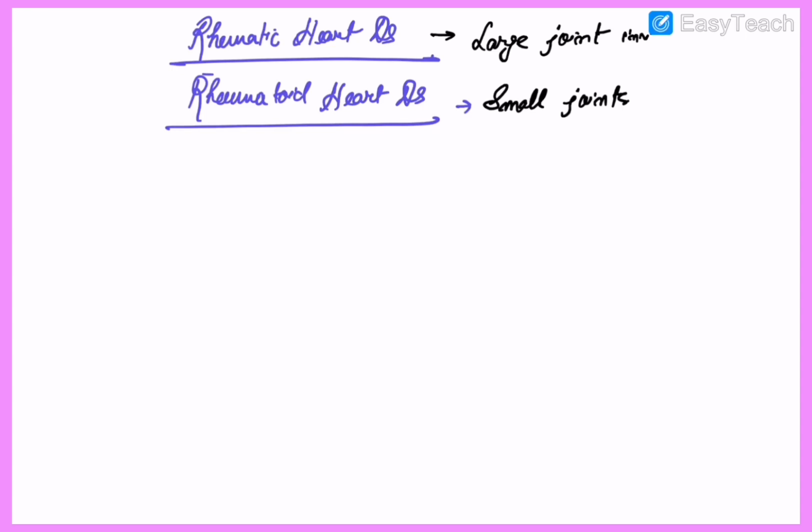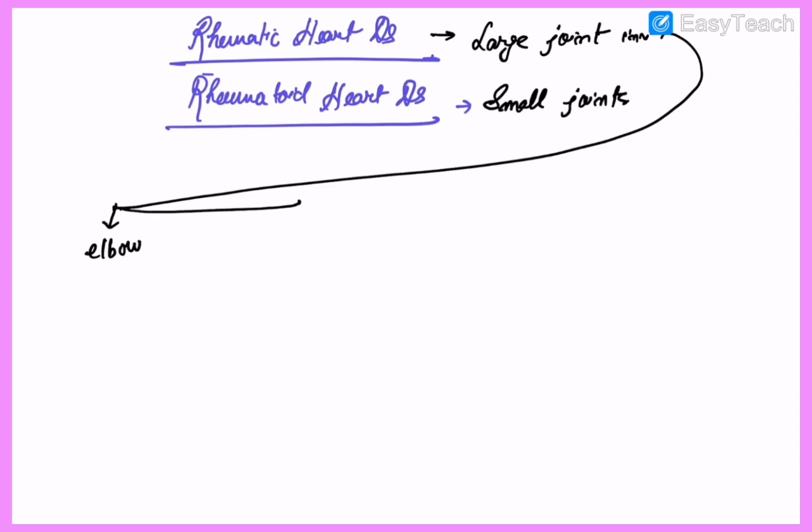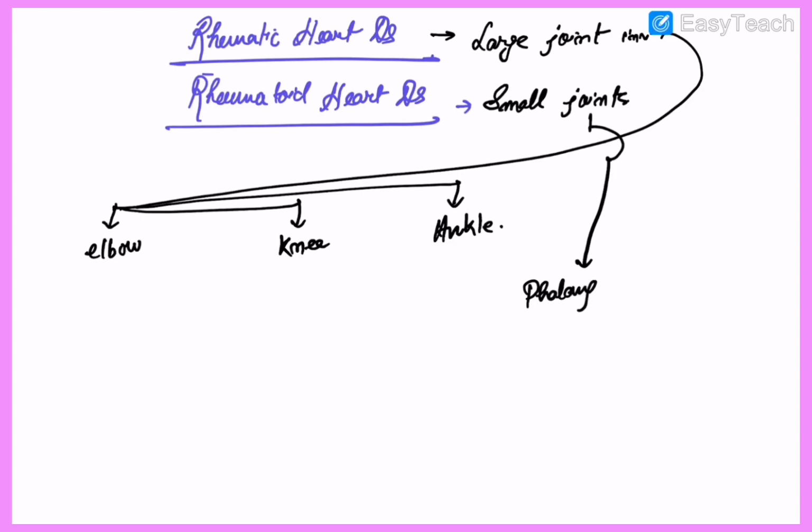So large joint means mainly elbow, knee, ankle. Small joint means phalangeal joints, interphalangeal joints, etc.